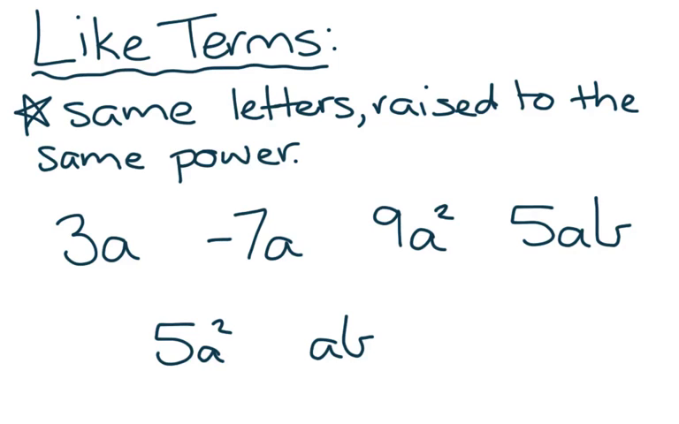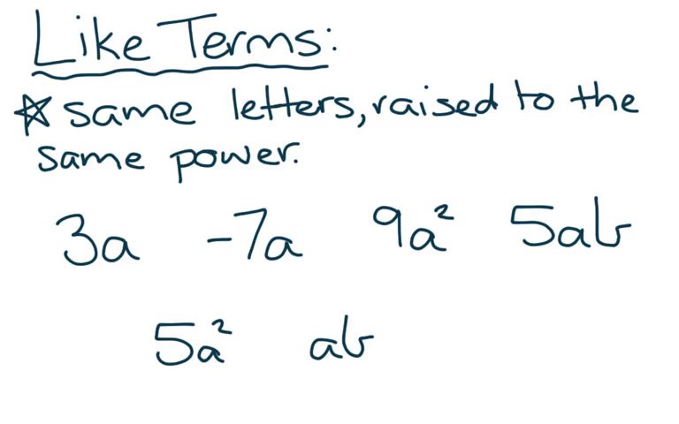So I've got a whole bunch of different terms here. So we've got 3a, negative 7a, 9a squared, 5ab, 5a squared, and ab. And what we're going to do is, to start with, we're just going to recognise like terms. So they have to be the same letters raised to the same power. So what I'll do is I'll actually circle the ones that are the same.